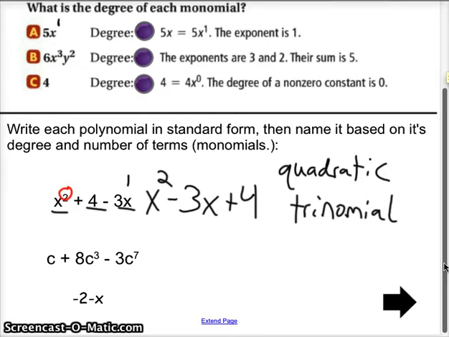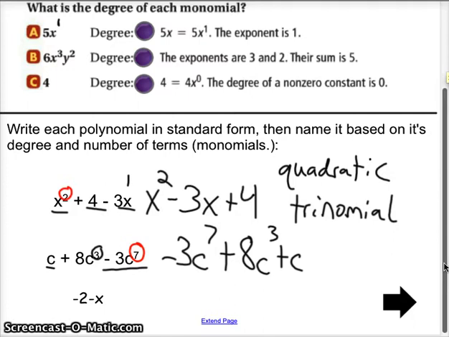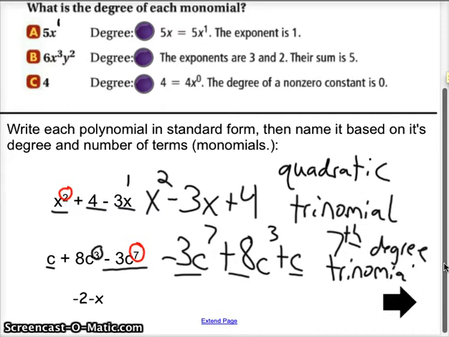All right, for the next one, highest degree. I see that 7. So I need to take the whole negative 3c to the 7, though. Don't forget to bring the negative with it. All right, the next highest degree, in there I see 3. So 8c cubed and c. So that's going to be a 7th degree polynomial. Remember, when it gets too high, you just name it like that. And again, I see 3 terms, so this one is a trinomial.